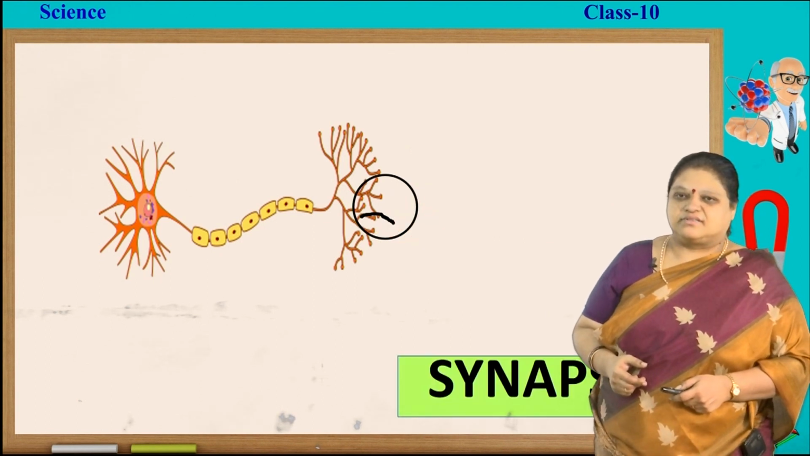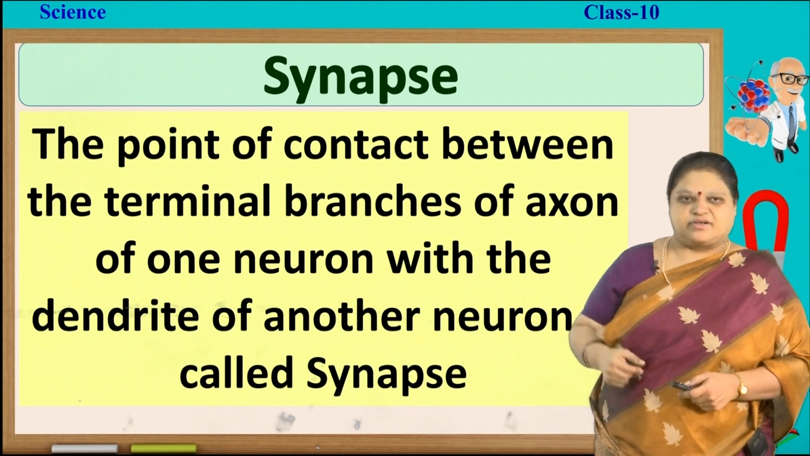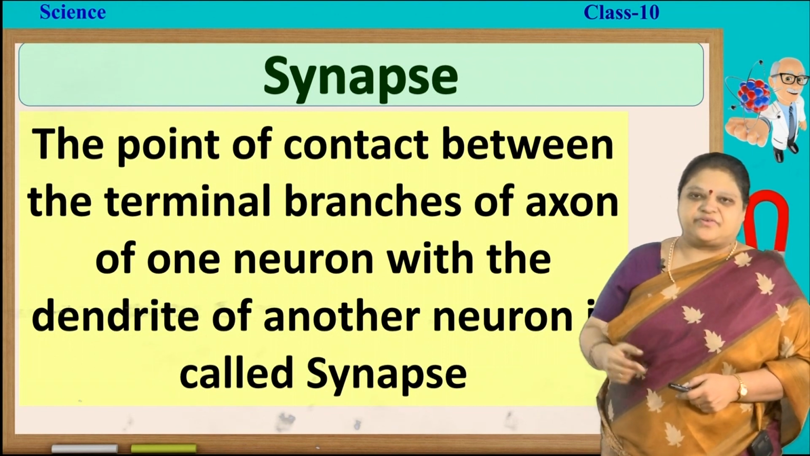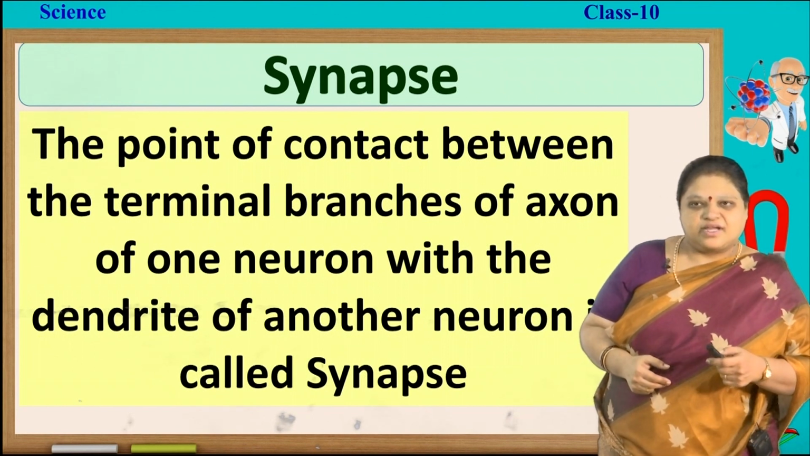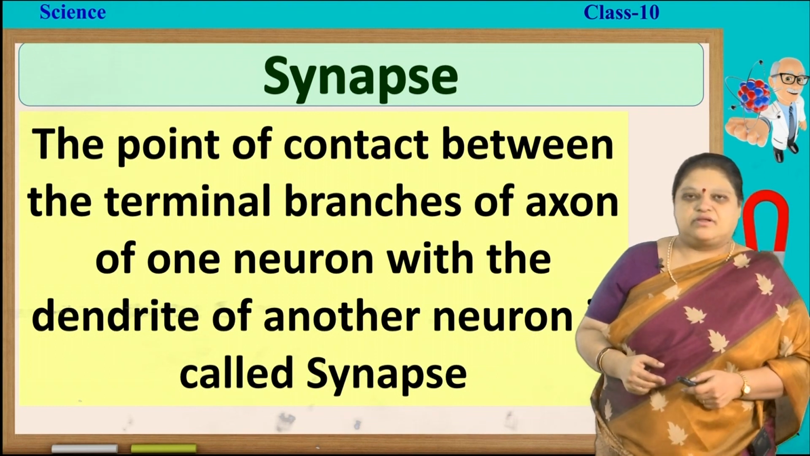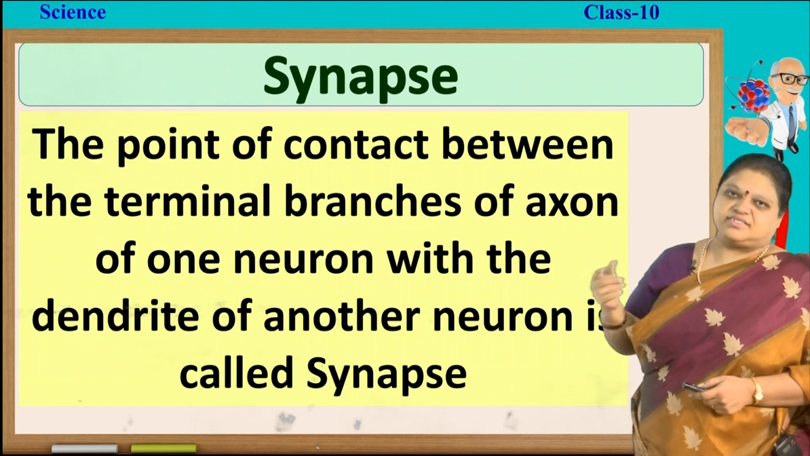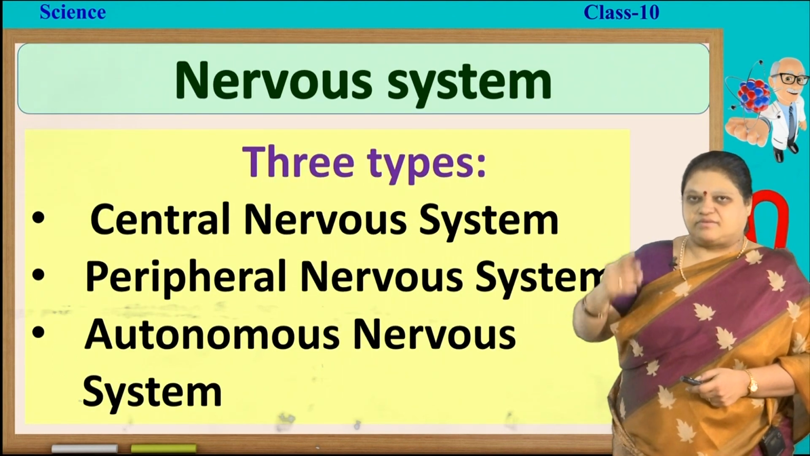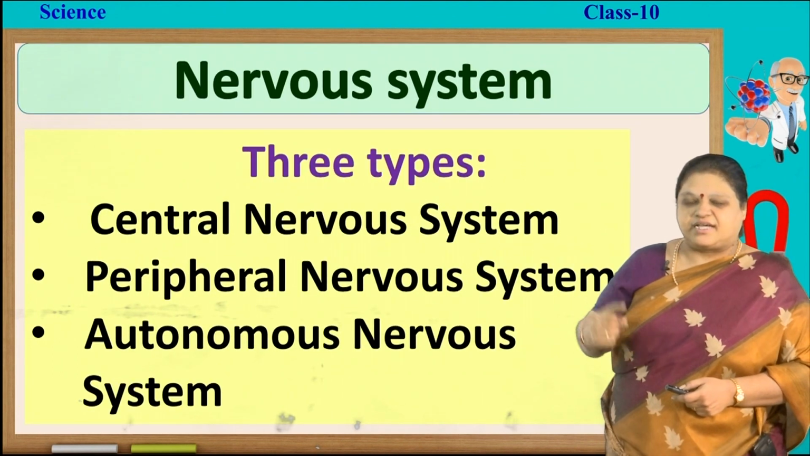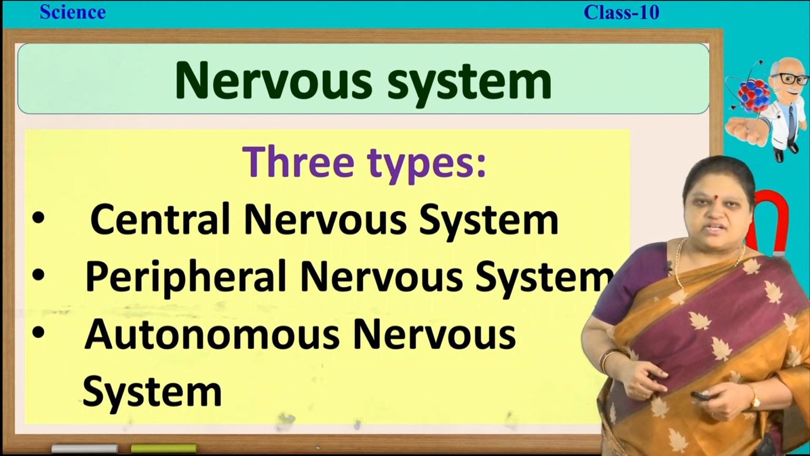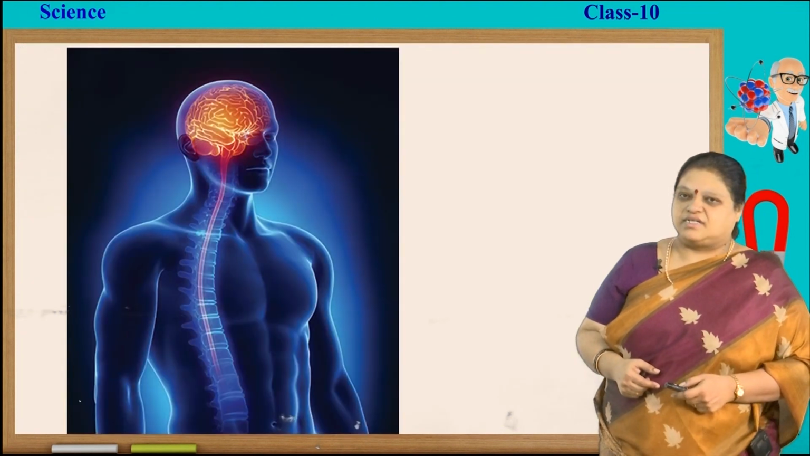Now next we will see about synapse. Please write down: the point of contact between the terminal branches of the axon of one neuron with the dendrite of another neuron is called a synapse. Next we will come to the nervous system. They are of three types: central nervous system, peripheral nervous system, and autonomous nervous system.